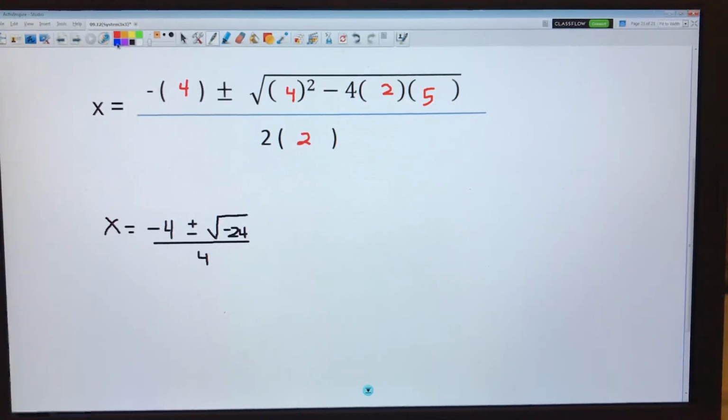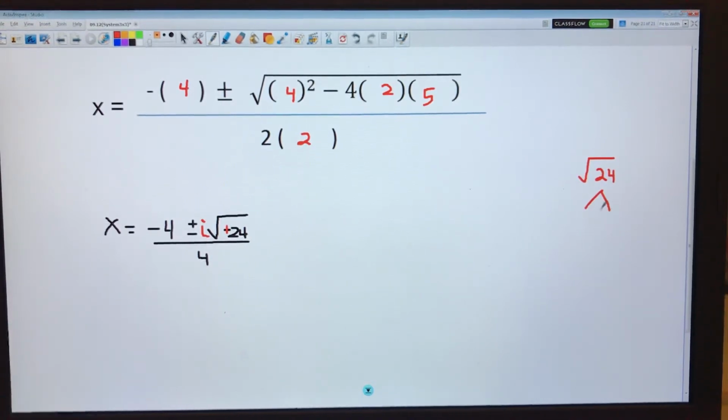Go to your side and figure out what makes -24. First of all, it's going to be -24. In order to take that negative sign out, I'm just going to put the i in front and make this +24. So don't forget your front number is going to have an i in it.